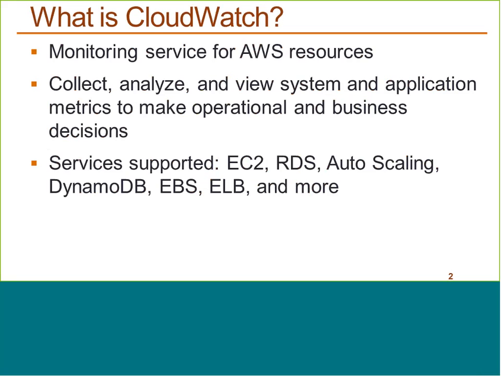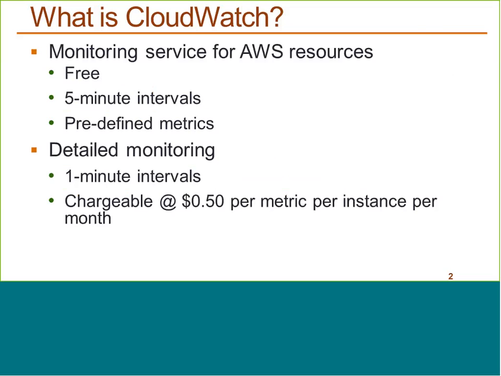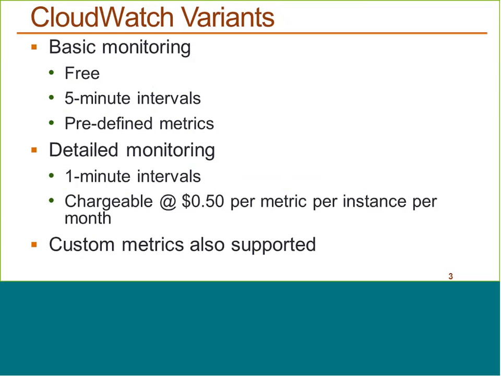And CloudWatch supports all the services that we've seen so far, like EC2, RDS, autoscaling, DynamoDB, EBS, and so on, and more. Most of the services in Amazon are supported by CloudWatch. There are two variants of CloudWatch: basic monitoring and detailed monitoring. Basic monitoring is free and happens at 5-minute intervals. So every 5 minutes we can get these CloudWatch metrics from the resource, and it only supports predefined metrics. We'll see an example of these predefined metrics in a couple of slides.